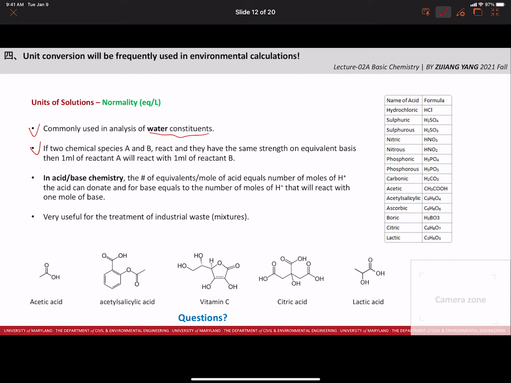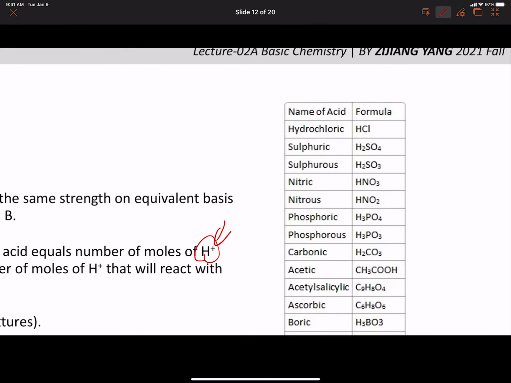And if we have two chemicals, A and B, that react, and they have the same strength or equivalent basis, then the ratio is 1:1. But in acid-base chemistry, the number of equivalents or moles of acid equals the number of moles of H plus. So the important thing is this H plus. For example, as I mentioned before, for sulfuric acid, the factor is 2. And similarly, this is 1. This is also 2, and this is 1, and so on, and this should be 3.